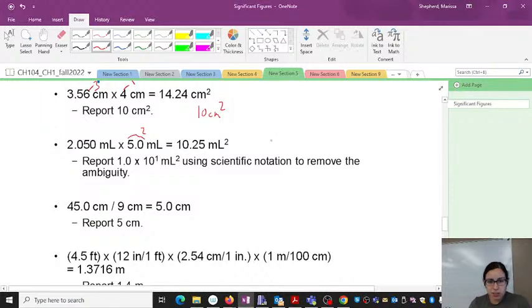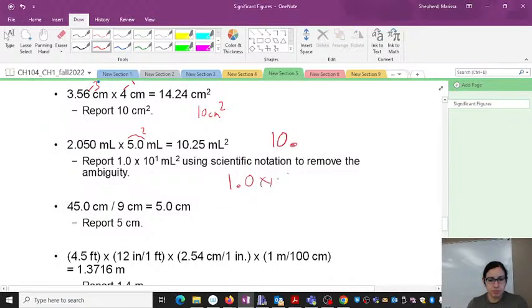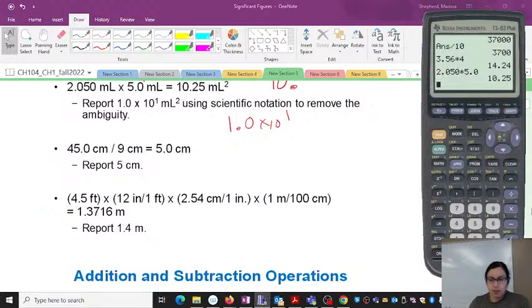But we have that awkward scenario where we need to indicate that that 0 is indeed significant. So you could either write the answer like that, or like it says here, write it in scientific notation to get rid of that ambiguity. Okay, and then division, same rules apply.